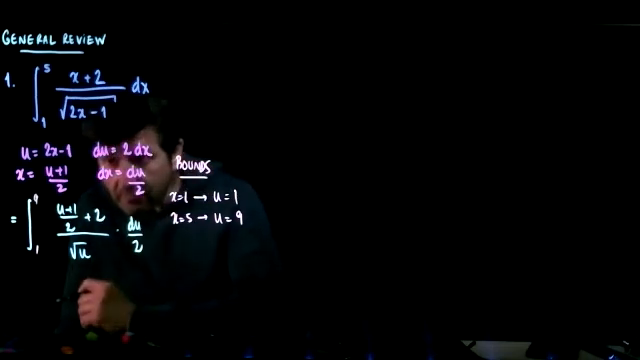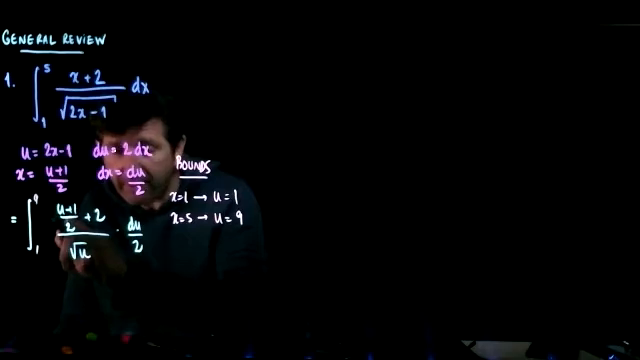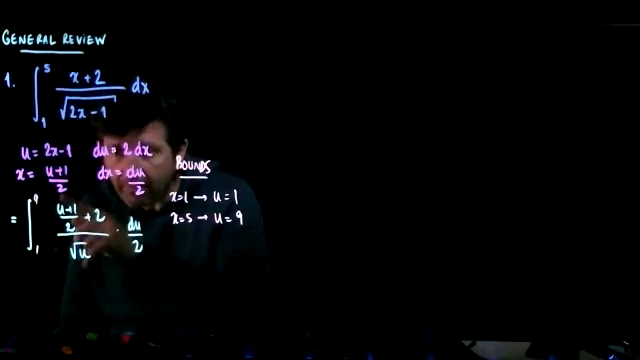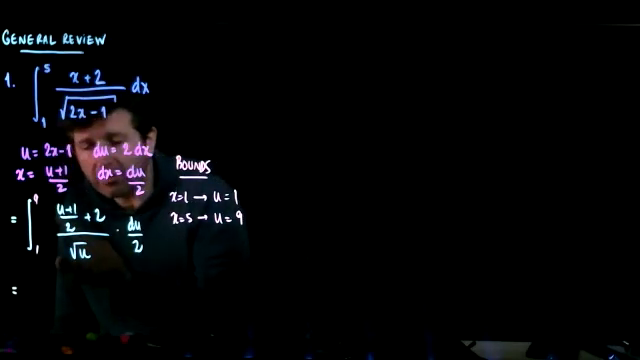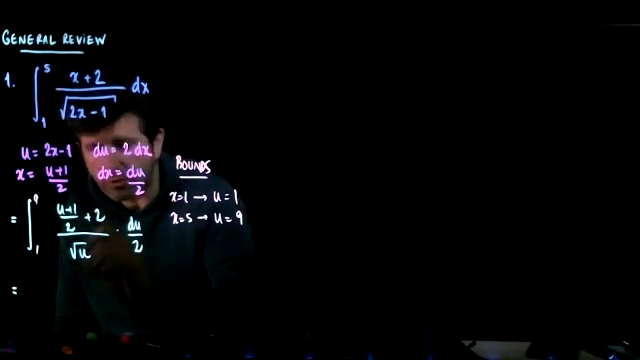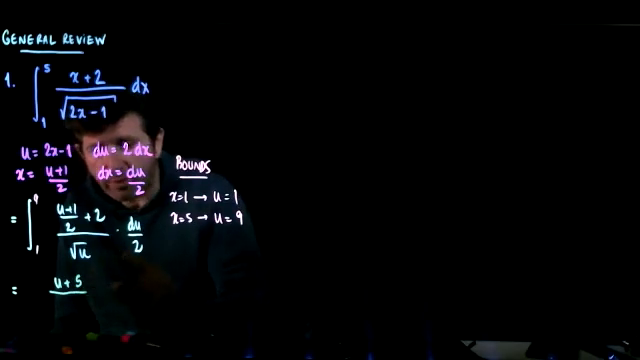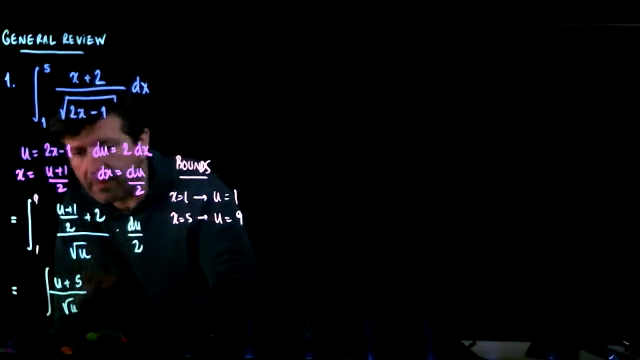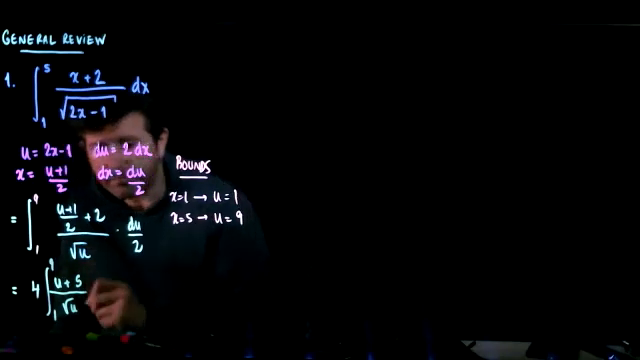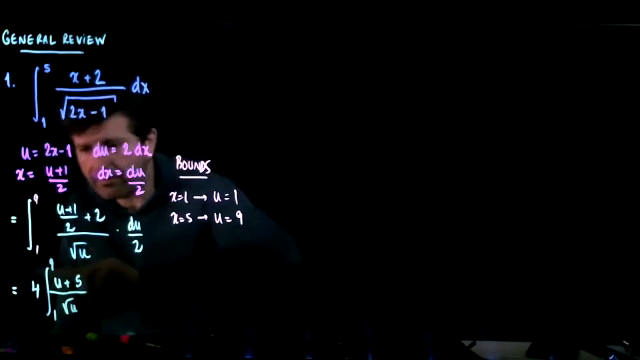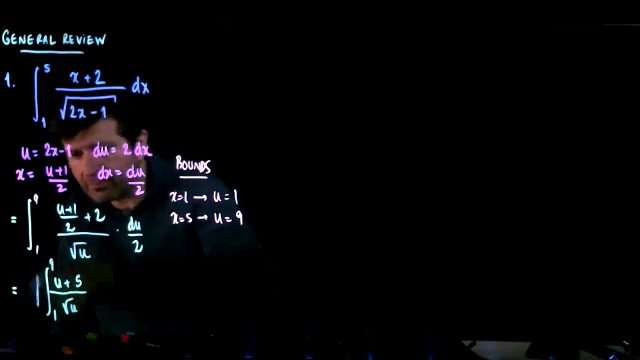And how do I get rid of this fraction? If I multiply the top and the bottom by 2 to get rid of it, it will be u plus 1 plus 4, so it's u plus 5. And on the bottom I will have, since I multiply by 2, from 1 to 9, this will be now 4. So 1 over 4. This is what you got?